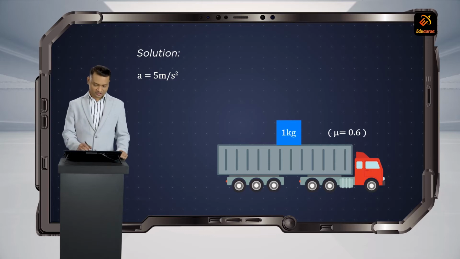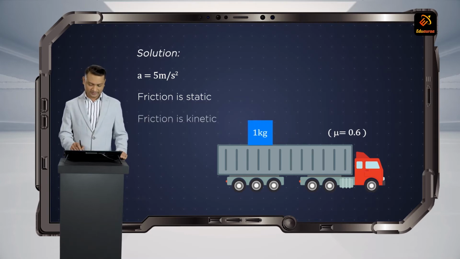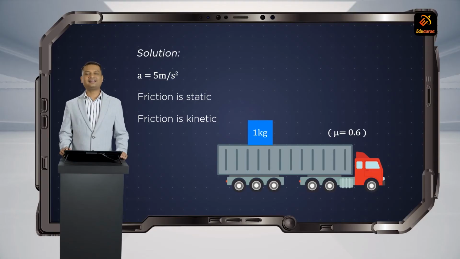Now, in this case, we can have two possibilities. Either the friction is static and both truck and block will move together, or another possibility in which the friction is kinetic. So let us first take the first case. Let us consider both block and truck move together and there is static friction. So in that situation, what will we have?